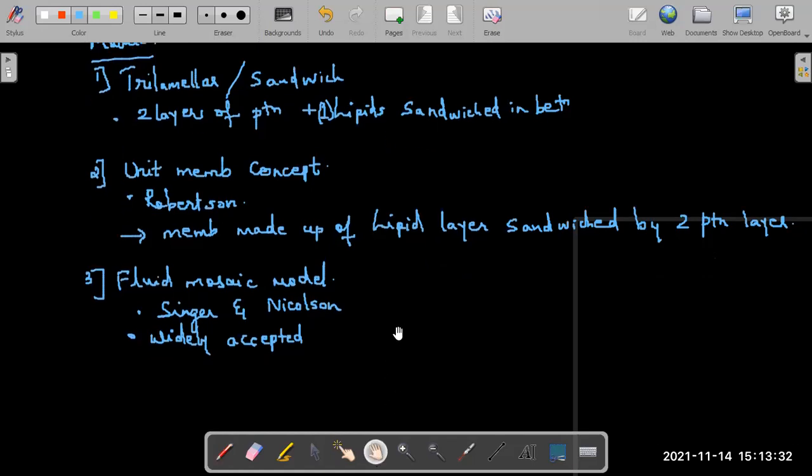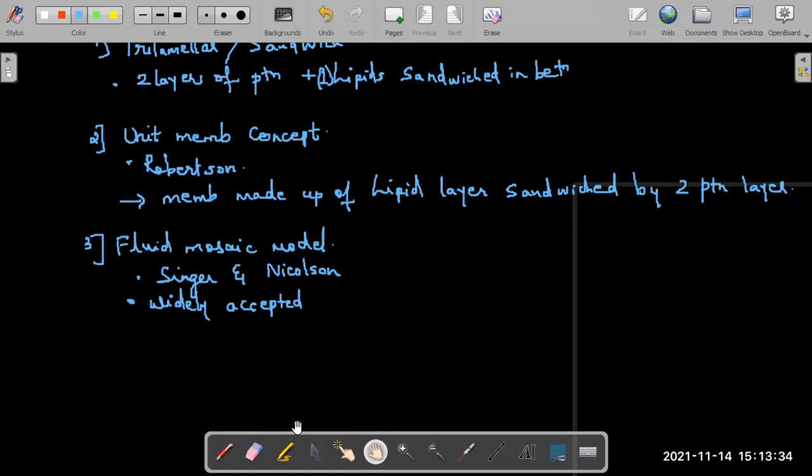Now coming to the fluid mosaic model. Basically they speak about protein as an iceberg in a sea of phospholipid.